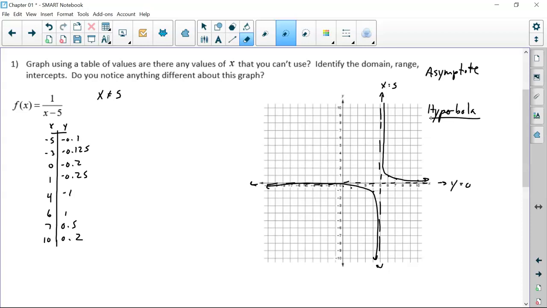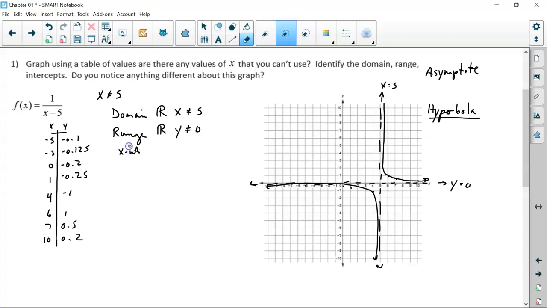So now, our domain. We can use any real number we want as long as x does not equal 5. That's the only number we can't use for our domain. Our range. We get any output except for 0. So our range is all real numbers as long as y does not equal 0. That's the only output we'll never get.